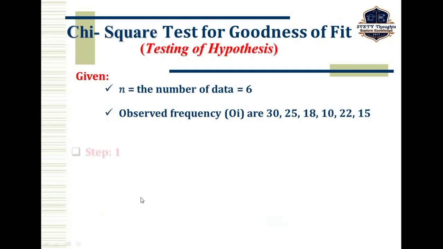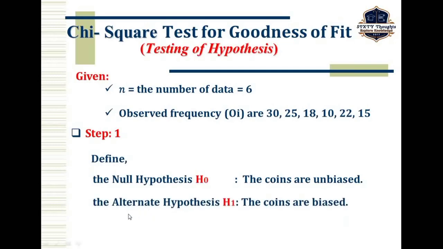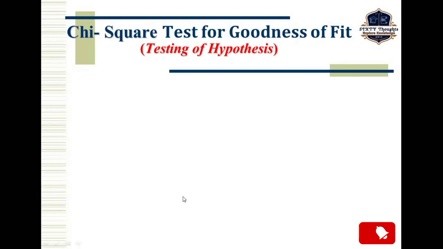Now we write step number 1. First we define the null hypothesis, denoted by H naught. H naught: the die is unbiased. Next we write the alternative hypothesis, H1: the die is biased. What is step number 2? We write the level of significance is 5%.